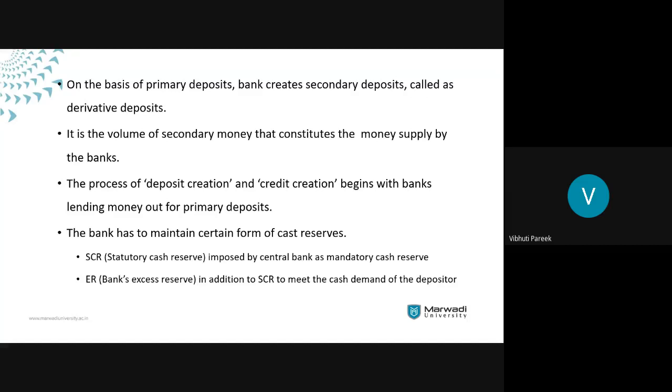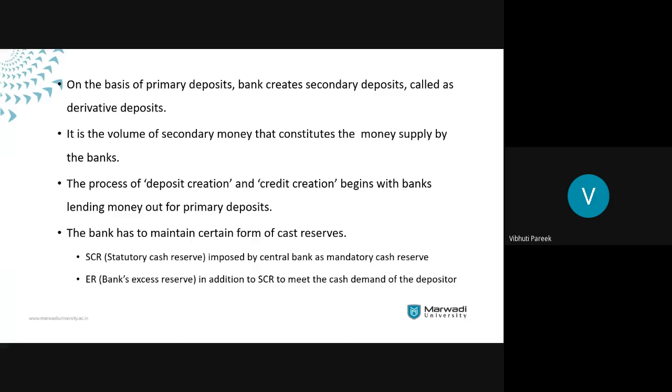Whatever we have saved in the bank account, the bank is not allowed to loan out the entire primary deposit. What they have to do is maintain a certain proportion of the primary deposit as a cash reserve. Now, when we are talking about this cash reserve, there are basically two types of cash reserve that a bank has to keep.